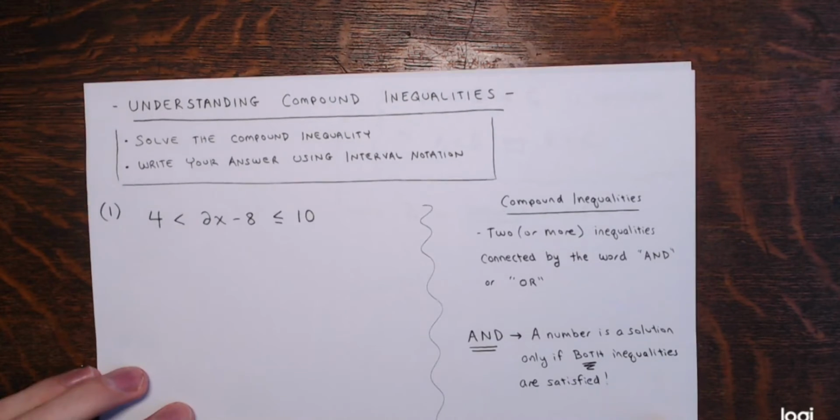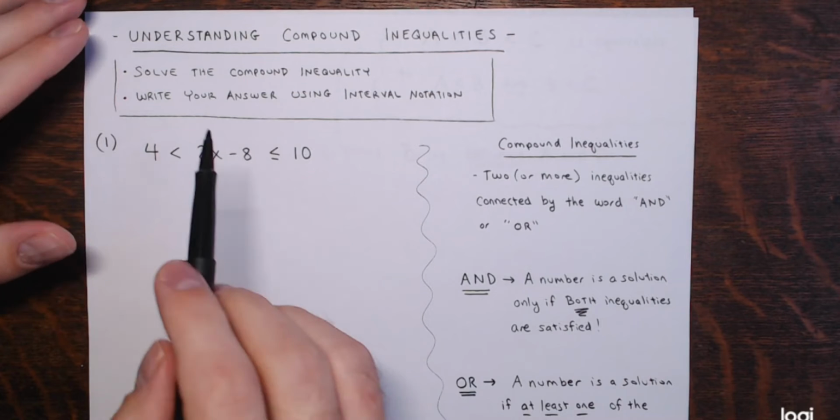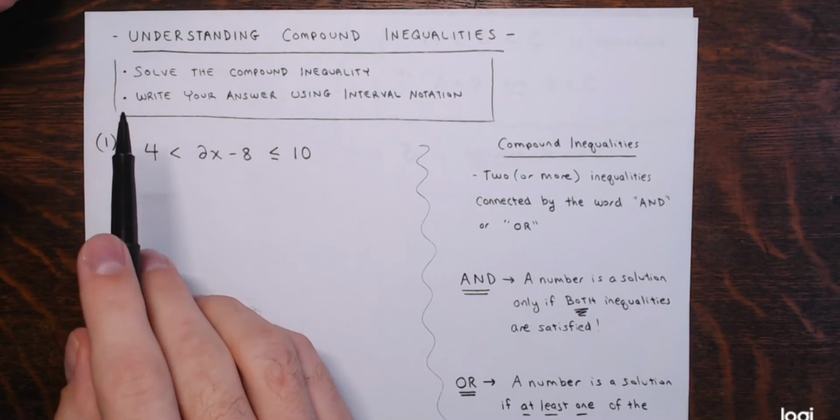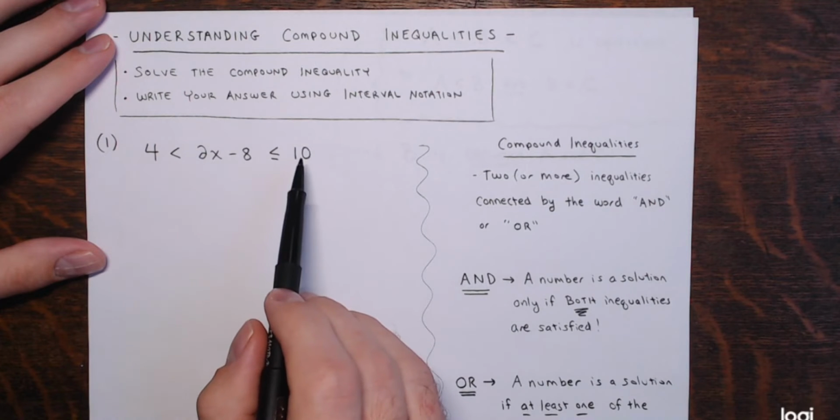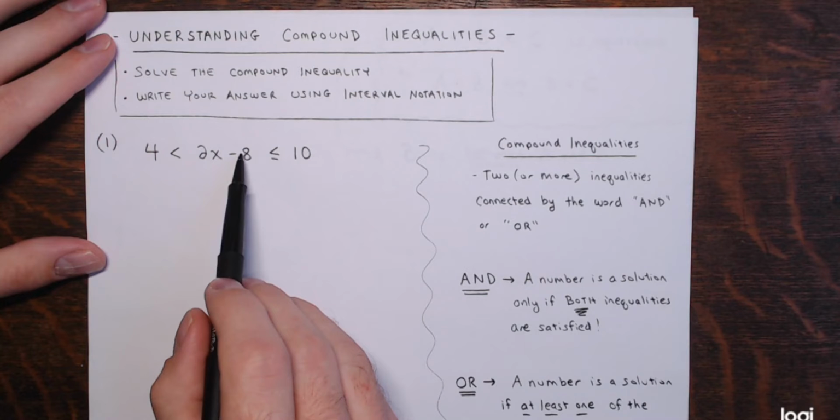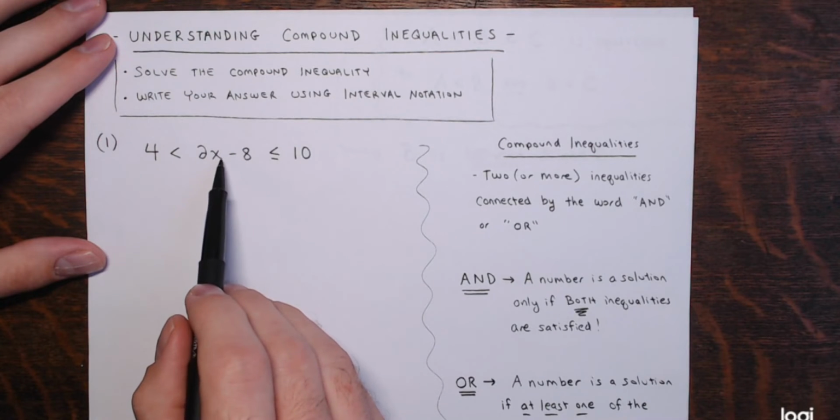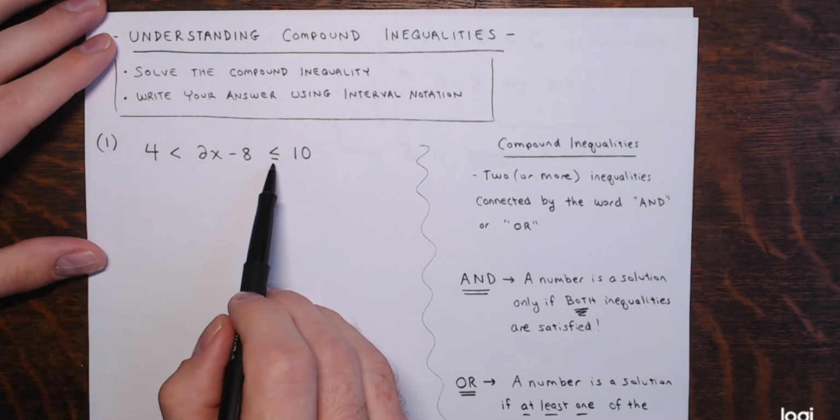So we're asked to solve this compound inequality. Remember how to solve anything, right? You're trying to find the values you can replace the variable with to make a true statement. Find the values of x that make this expression here in the middle, the 2x minus 8, a number that's between 4 and 10, not including 4, but possibly including 10, right? Because you've got less than or equal to 10.